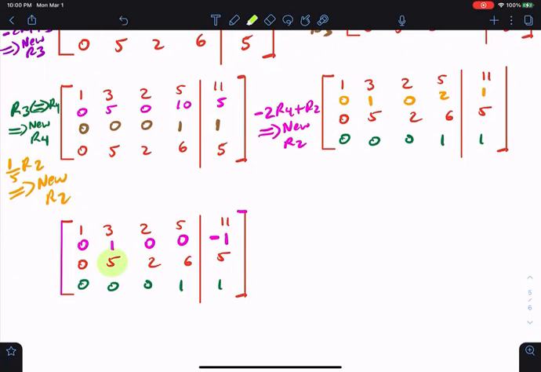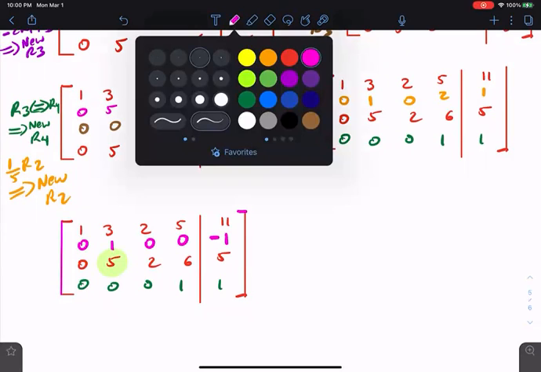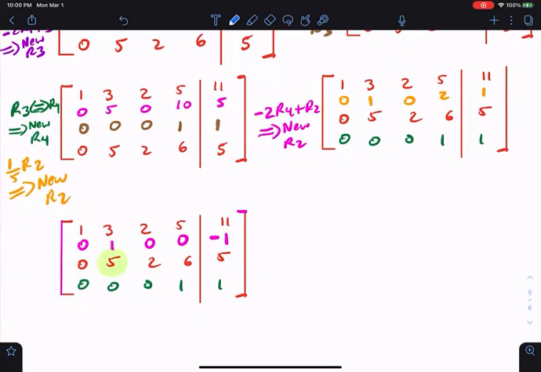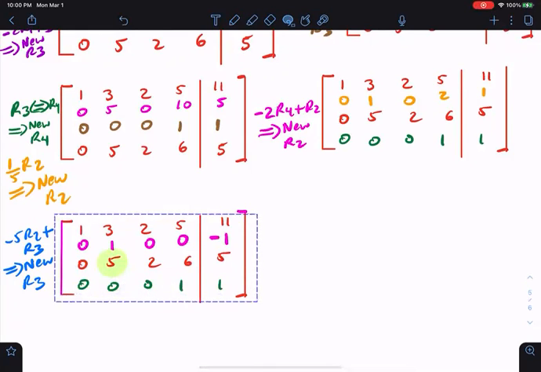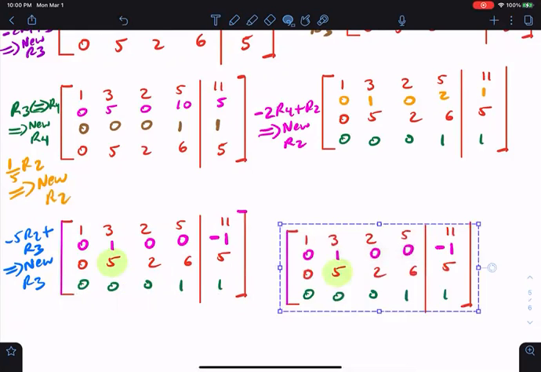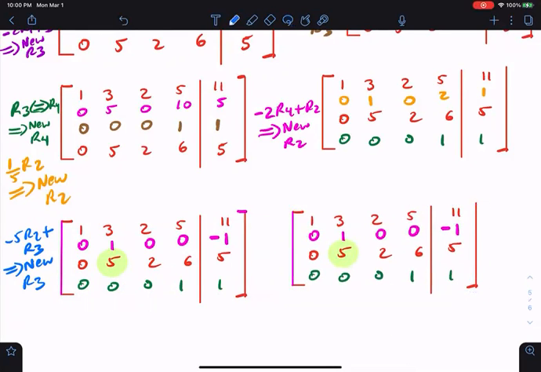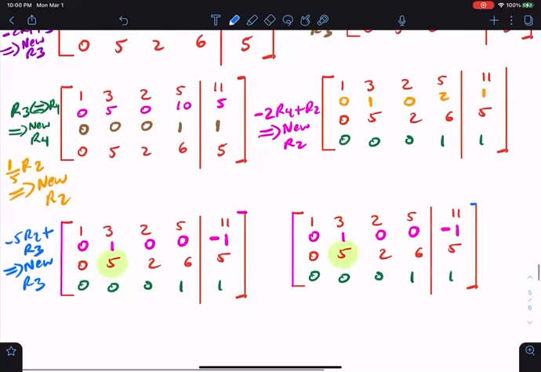Let's do that. So we need to multiply, let me put that in blue, -5 row 2 plus row 3, and that will give me the new row 3, right? So let's do that. What's changing is row 3, right? Row 3 is going to change. So I can get rid of this.